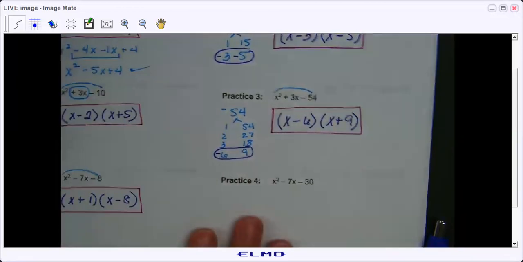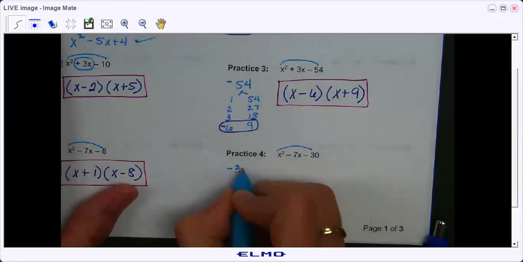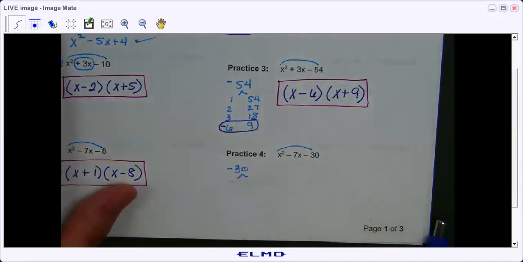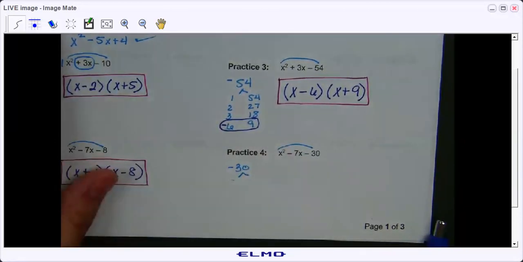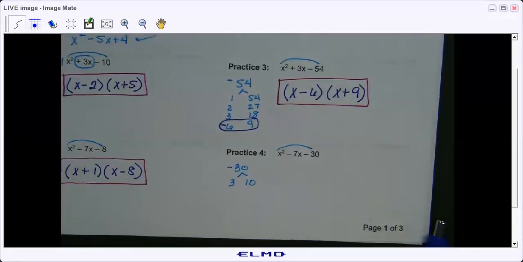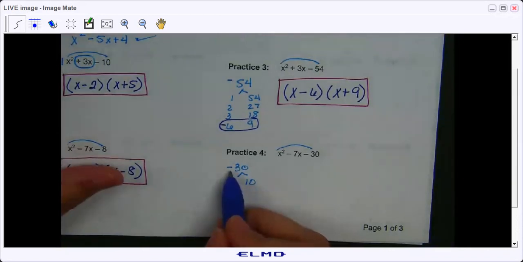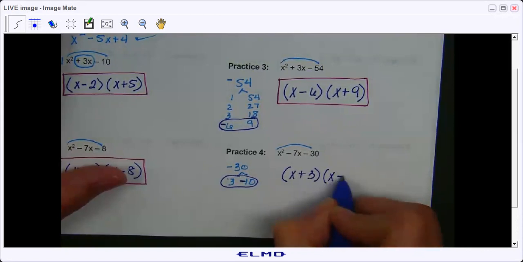All right, let's do this last one on this page. I need factors of negative 30 that are going to get me a negative 7. Now I'm looking at this and I already know it's going to be 3 and 10. So if you get to the point where you don't need to list all your factors and you can already see it, good. That saves you a little bit of time. Sometimes though, we don't see it right away and we need to list all of those factors out. So I know that this has to be a negative, and I know my middle term is negative. That means my larger number has to be negative. So I'm going to have x plus 3 times x minus 10.